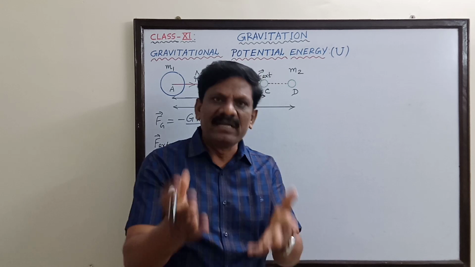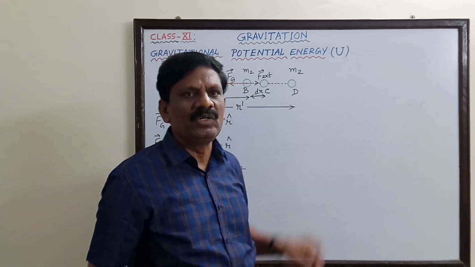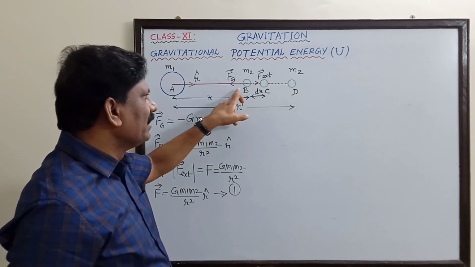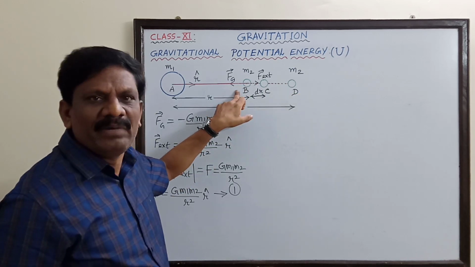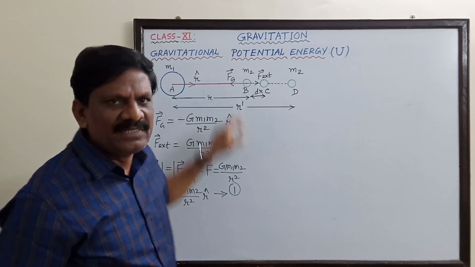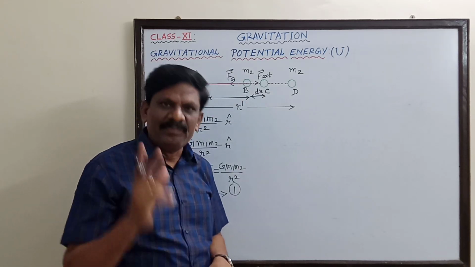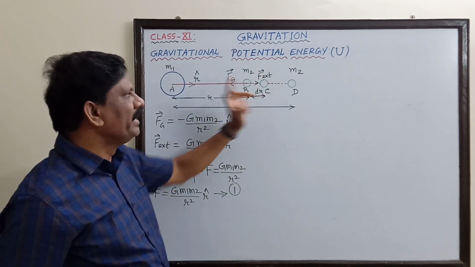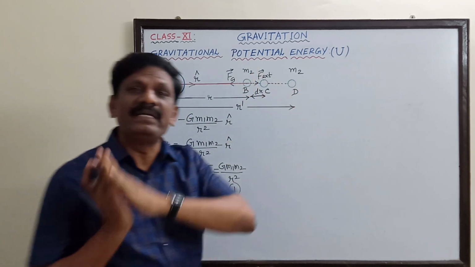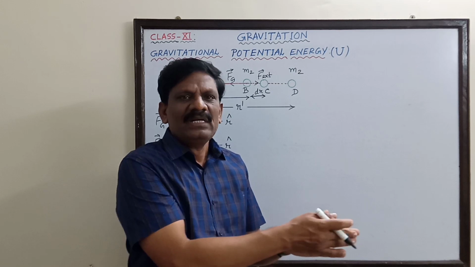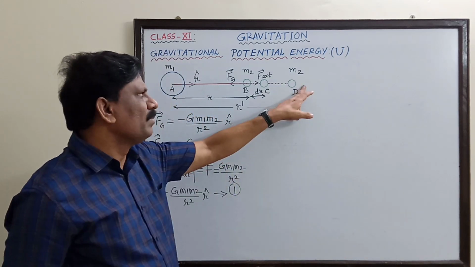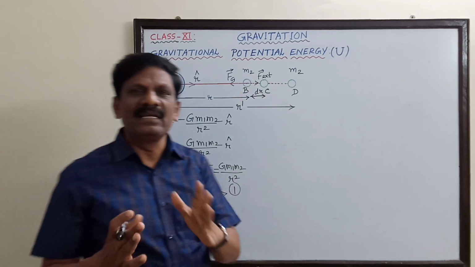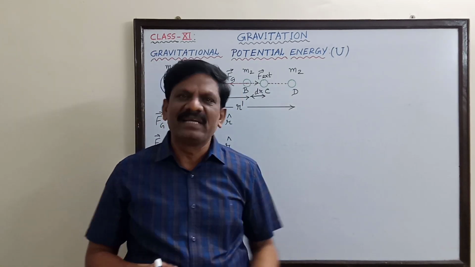Why? Because there is already a force acting on this mass m2, that is the gravitational force, which will bring the mass from D to B by itself. So I am repeating these two points again. If you want to move this mass m2 from B to D, then work must be done on the system. Or if you want to move this mass m2 from D towards B, then the work is done by the system. The work is done by the gravitational force.